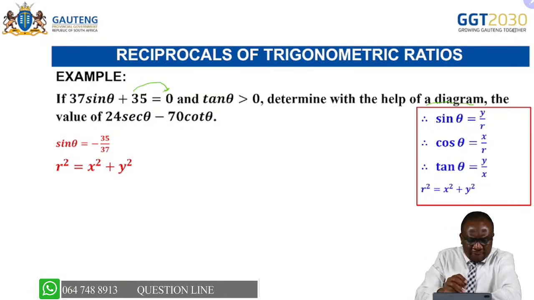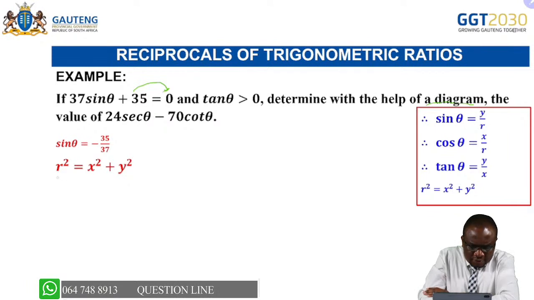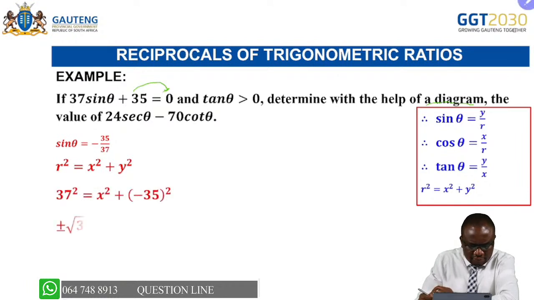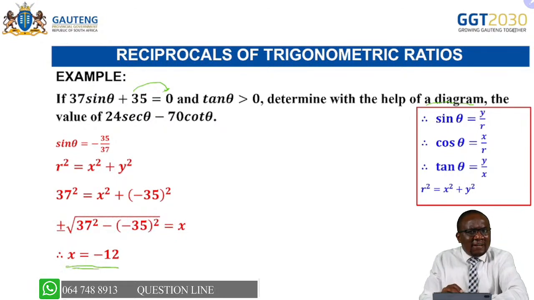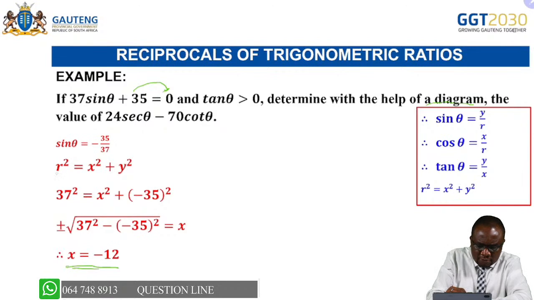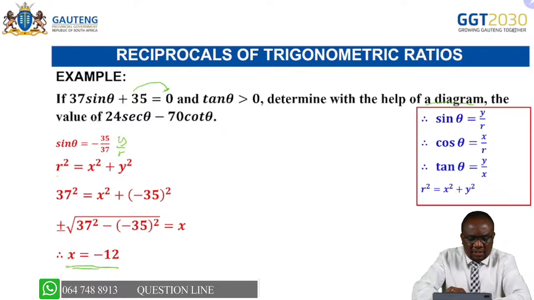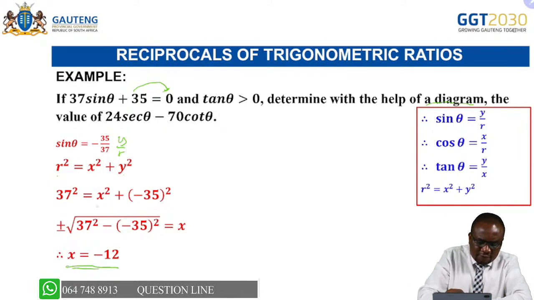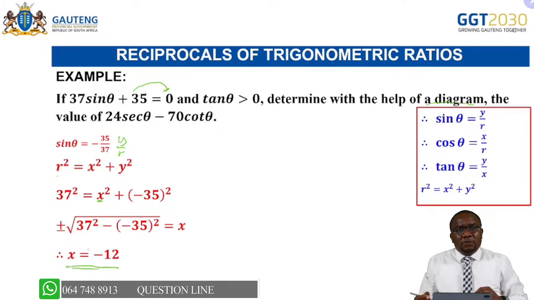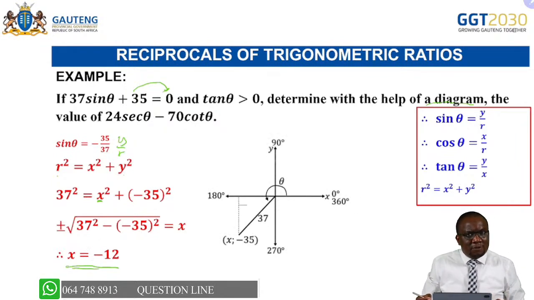Right, so now we need to find our... let's draw the diagram. Find x. We did find x, which was negative 12. We substituted our r and our y. Remember, sine theta is y over r. So the negative 35 there is for the y, and r is always positive. Then we're looking for the x. You draw your diagram accurately. Don't make a mistake. Identify the quadrant, which is very, very important.